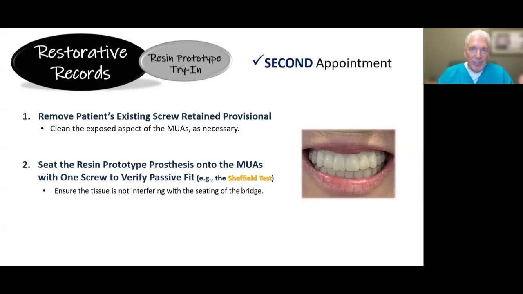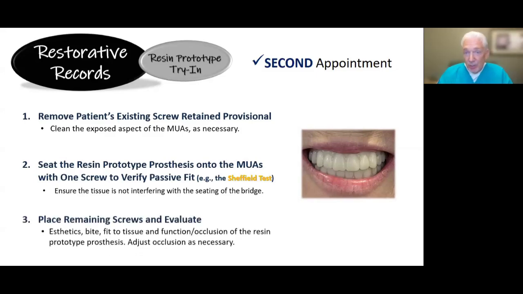These are for screw retained restorations, not for any crown or bridge cement retained restorations. So this is a good way to identify if everything's fitting properly. You put one screw in, seat the bridge, and then place the remaining screws. And now that everything's stable in the mouth, do your normal evaluation. Is the patient happy with the aesthetics of it?